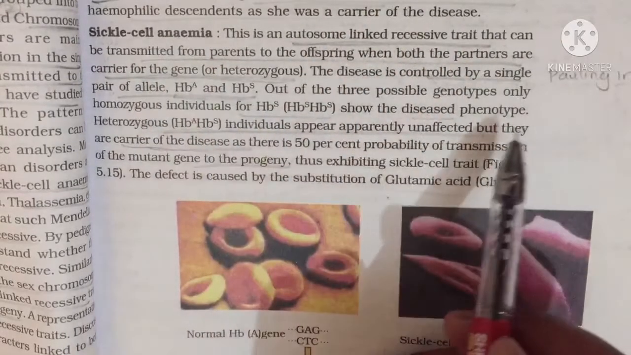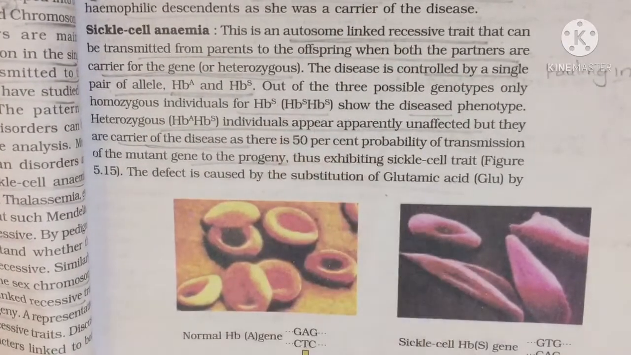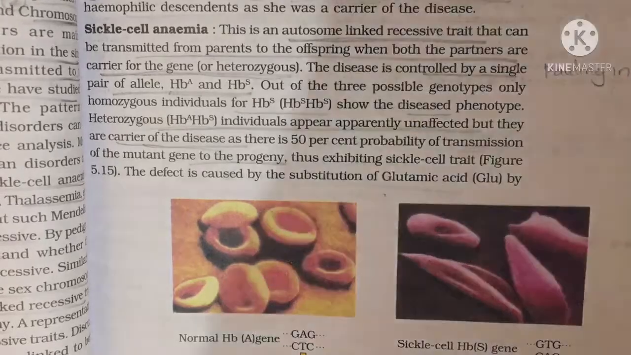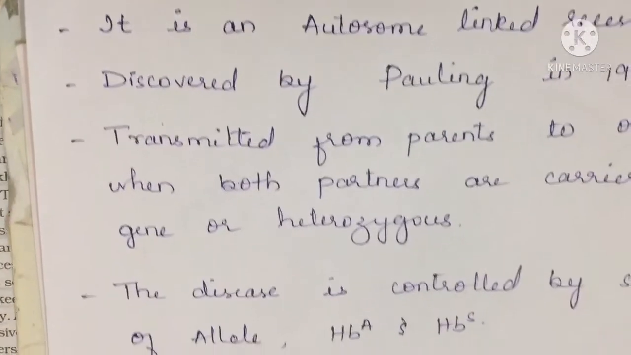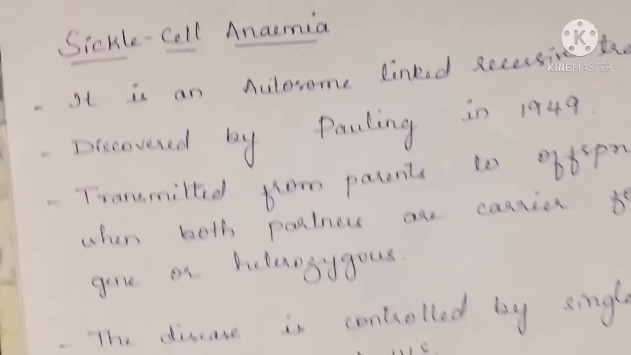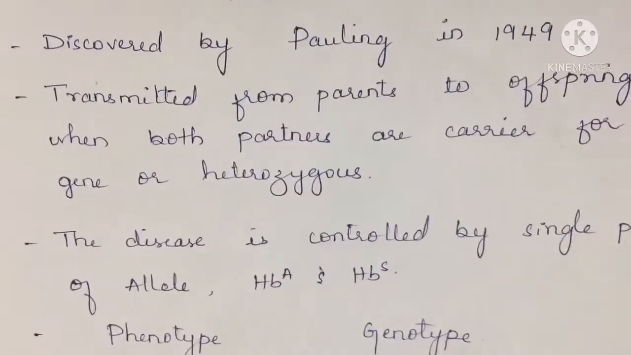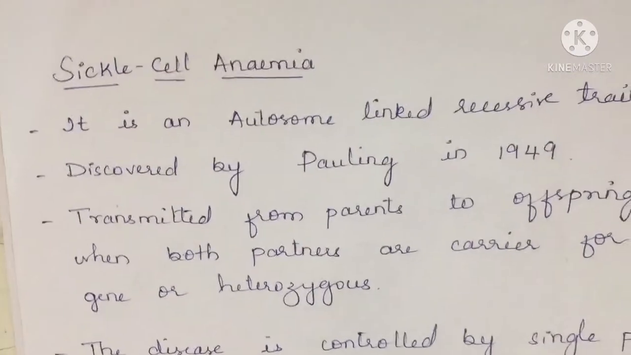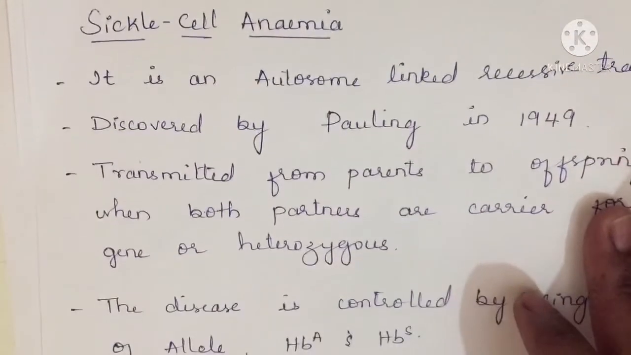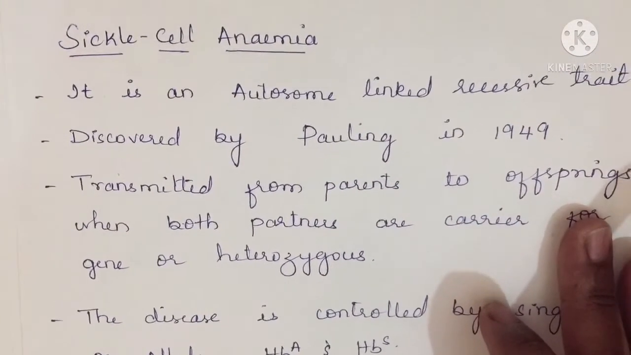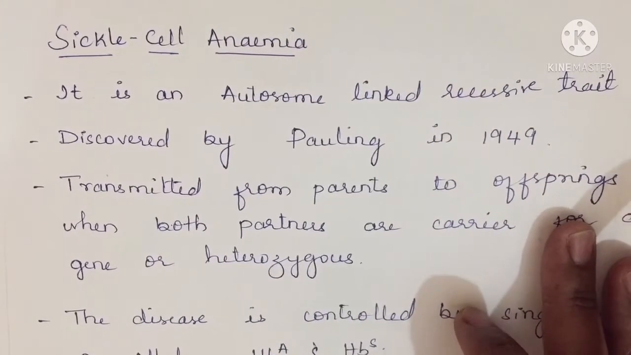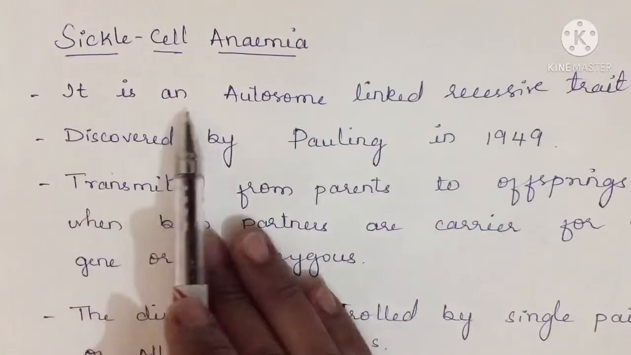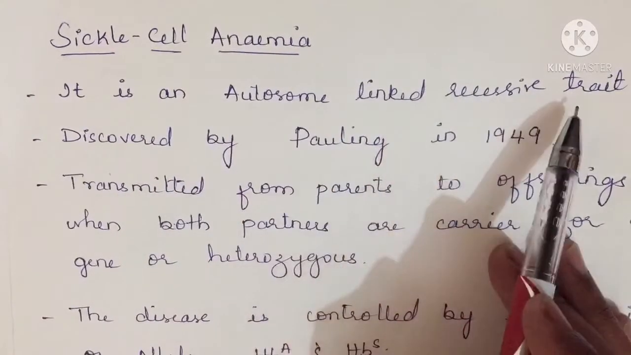Now, regarding sickle cell anemia, I have prepared a note of it, so we shall go with that. This is the note I have prepared here. Everything is visible. Fine. Sickle cell anemia is an autosome linked recessive trait.